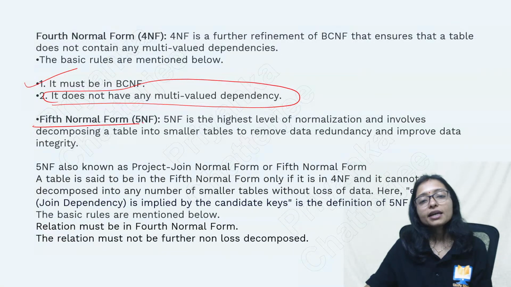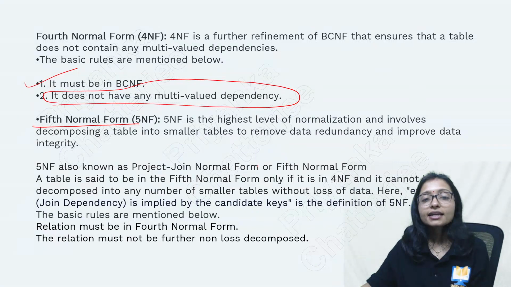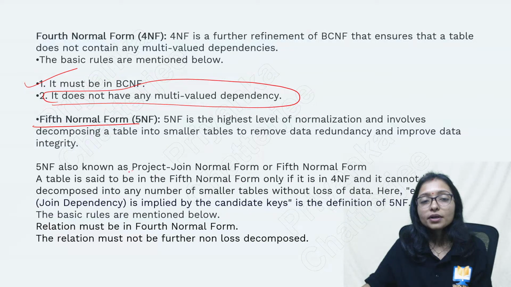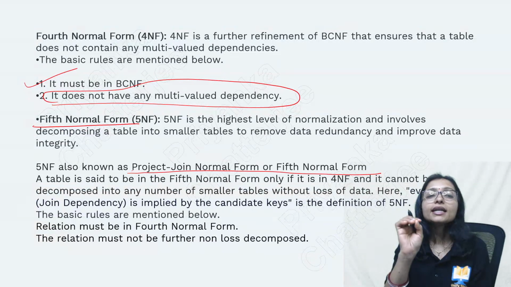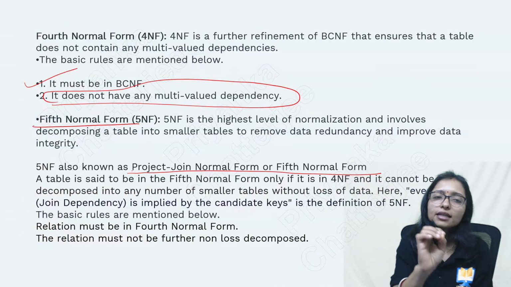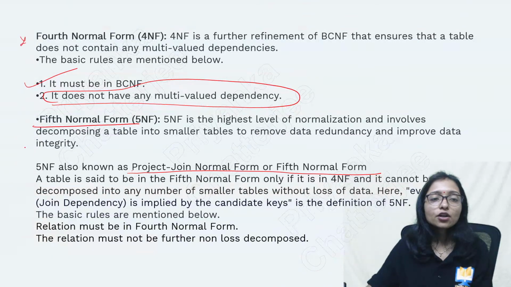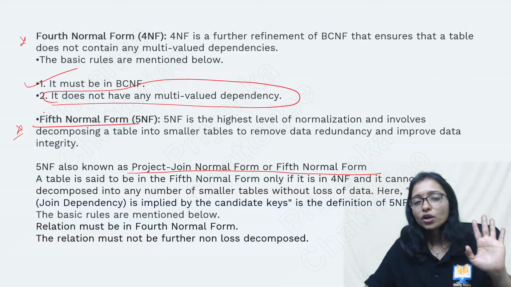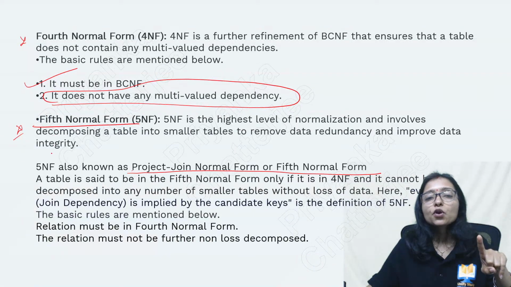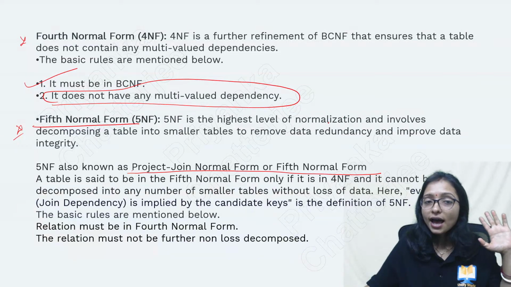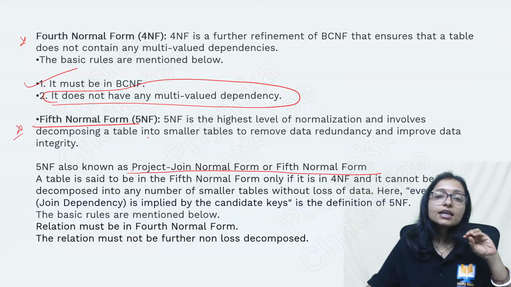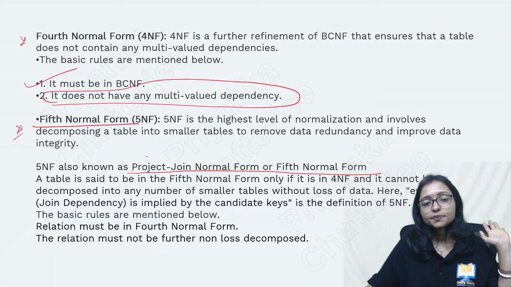And fifth NF is also known as project joint normal form. Normally in the exam hall they are asking only theory from here. They are not asking that type of conceptual question. They are asking only theory. So it is project joint normal form and it is the highest level. So after this any decomposition is not possible.